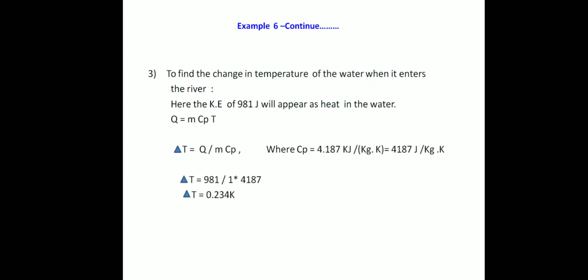So the Q or kinetic energy or potential energy is already given, that is 981. M is given, that is 1 kg. Cp is also given, that is 4.187 kilojoules per kgK or 4187 joules per kgK. So putting this value together, we get the value of delta T in terms of Kelvin, that is 0.234 Kelvin.